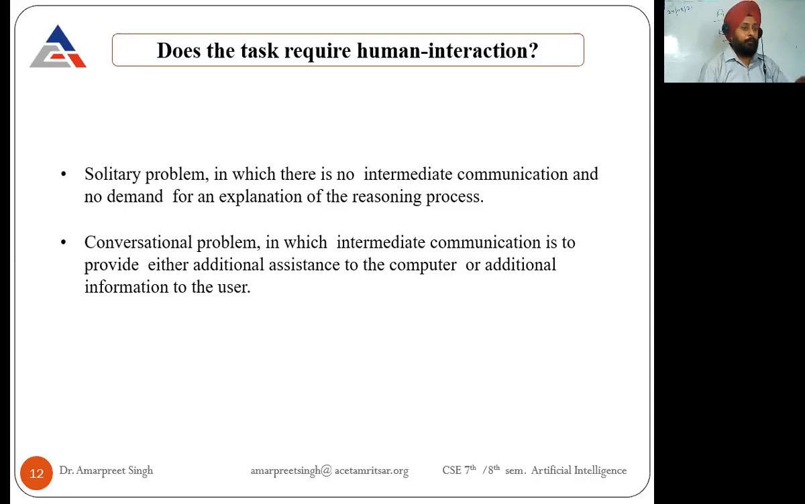So this is what we have done about the characteristics of the problem and the definition of the problem, with the proper example. So here I'll stop.